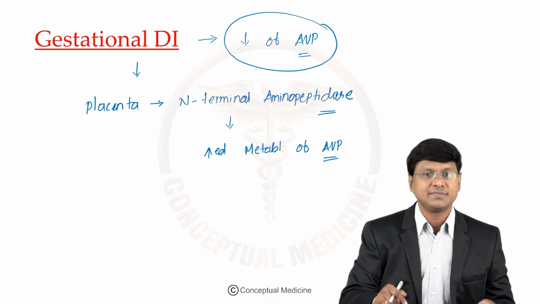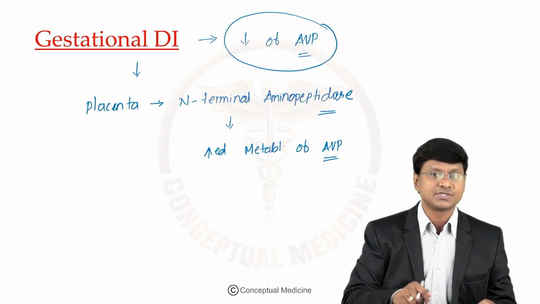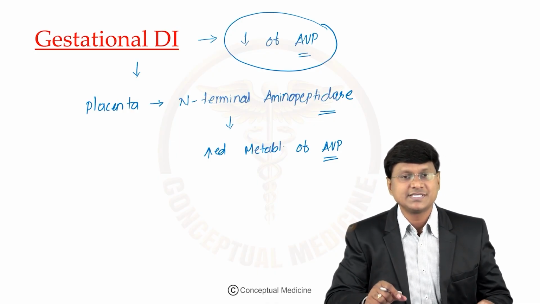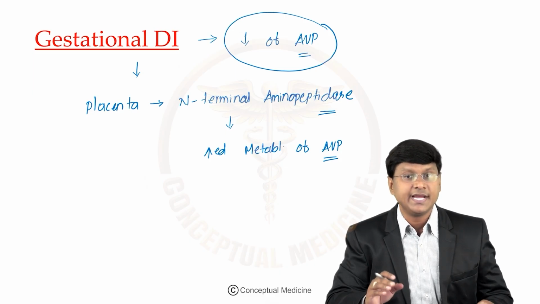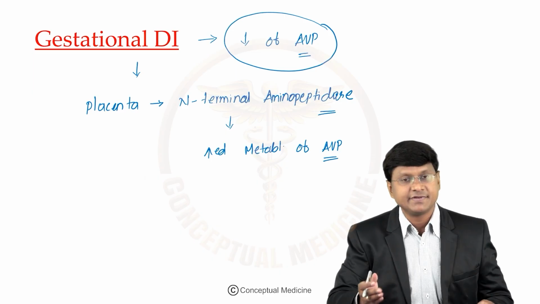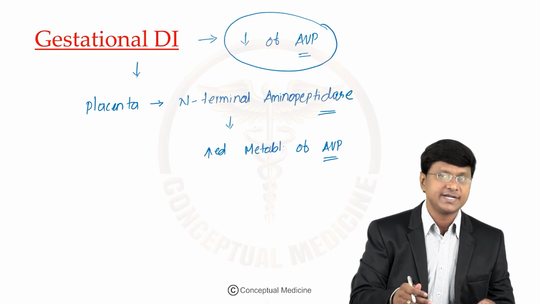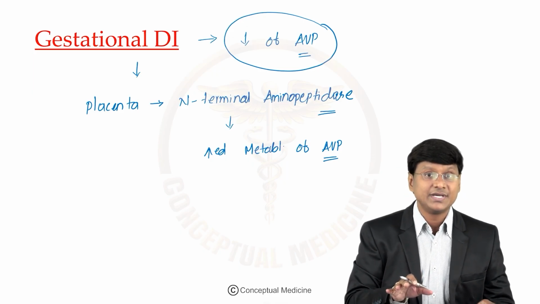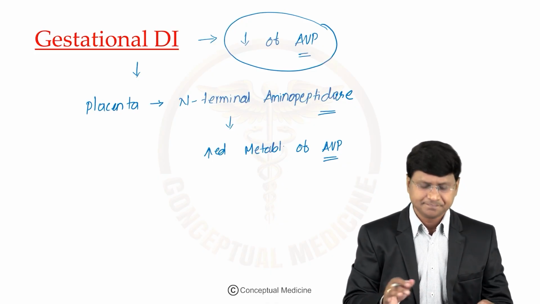And why is there this increased metabolism? Because of the production of N-terminal aminopeptidase by the placenta, which is formed during the pregnancy. So this is referred to as gestational diabetes insipidus because the signs and symptoms manifest during pregnancy and usually remit several weeks after the delivery. So after the delivery, this gestational diabetes insipidus will return back to normal. So this is your primary deficiency of plasma arginine vasopressin.